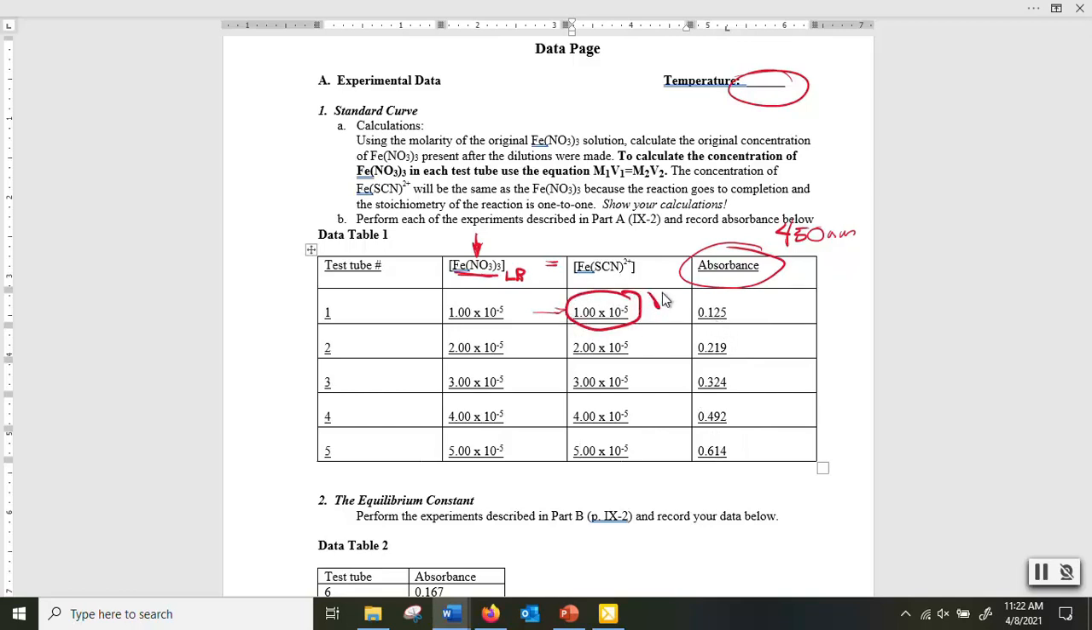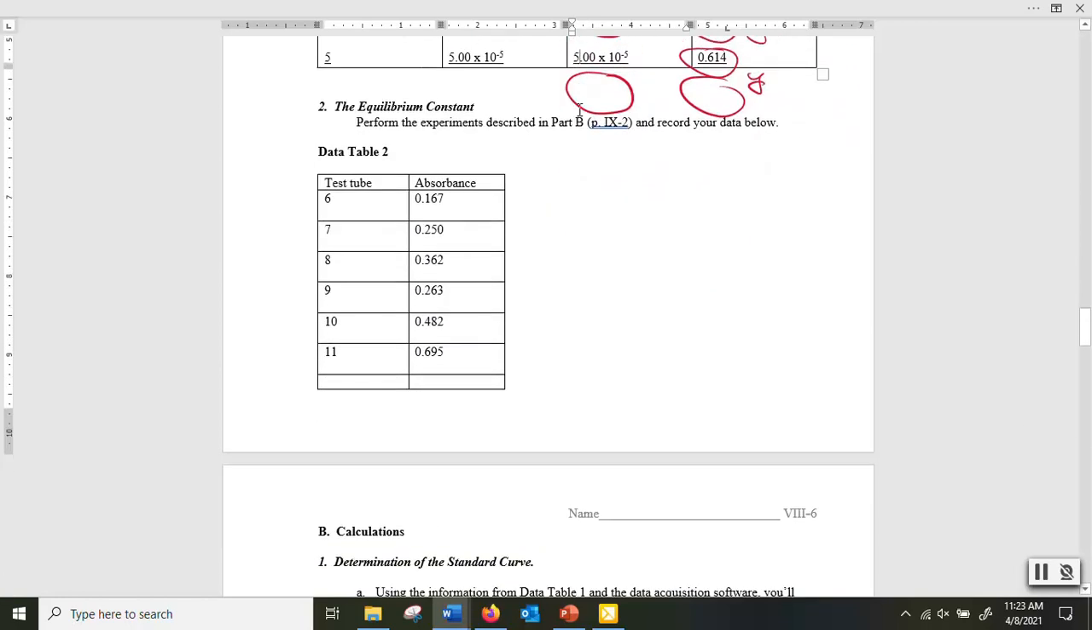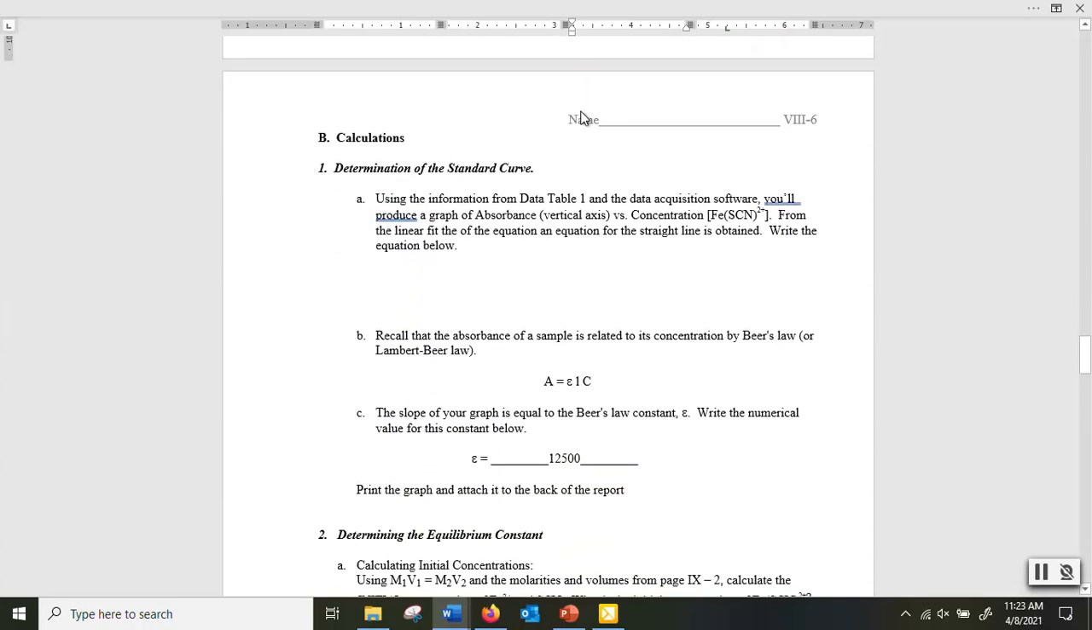This is my x-axis. Those are my x values. And these are going to be my y. And when I plug those all in, I'm going to end up with, eventually, a graph. Okay, we've plugged in all those absorbances that we measured. We've plugged in all the concentrations that we made, and we got a slope. And again, this is made up data. 12,500 was my slope. Okay?